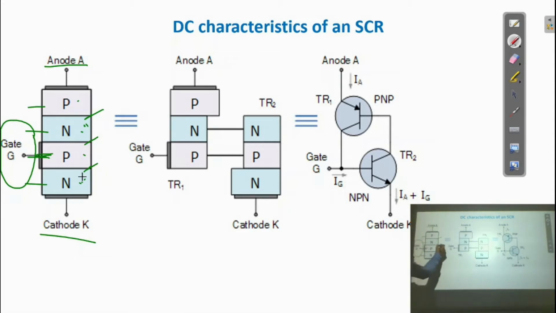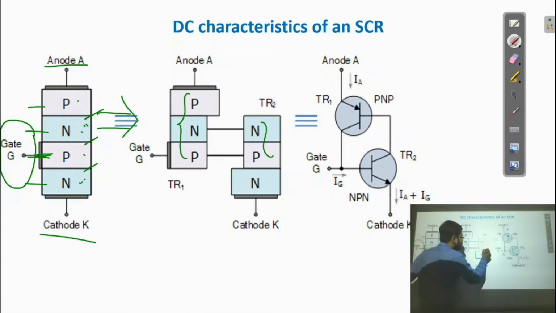So this is the equivalent circuit. Right? The same can be represented in this form. That is 2 transistors, one is PNP and another is NPN. When the PNP and NPN transistors are connected to each other, and a gate terminal is connected to the P of the PNP, that is the 2 transistor model of an SCR. Right?